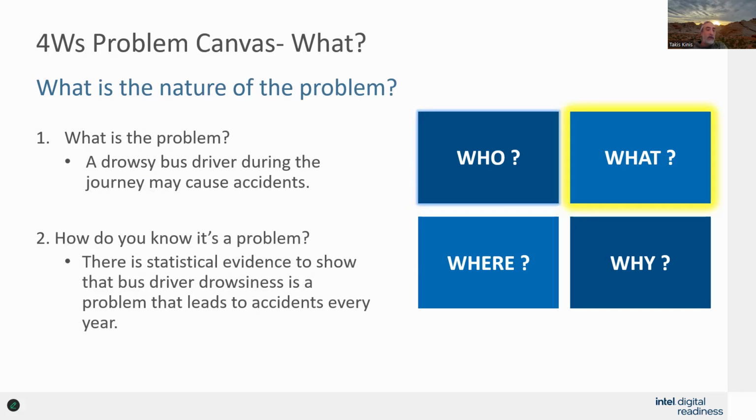Then we go to the what. So what's the problem? A drowsy bus driver during the journey may cause accidents, right? And I don't know if you guys have ever seen the stats on this, but they say tired drivers cause more accidents than even drunken drivers do. People didn't get enough sleep the night before and they're driving to work and they're falling asleep at the wheel, right? A very scary scenario. Okay, so how do you know it's a problem? There's statistical evidence to show that driver drowsiness is a problem that leads to accidents every year.